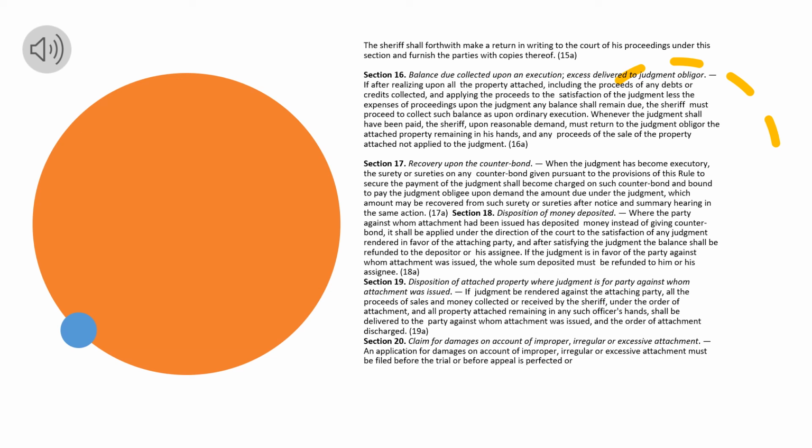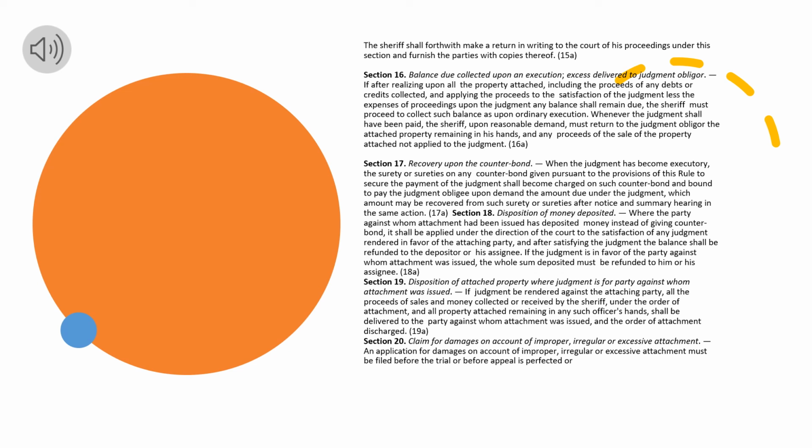Section 18. Disposition of money deposited. Where the party against whom attachment had been issued has deposited money instead of giving counterbond, it shall be applied under the direction of the court to the satisfaction of any judgment rendered in favor of the attaching party, and after satisfying the judgment the balance shall be refunded to the depositor or his assignee. If the judgment is in favor of the party against whom attachment was issued, the whole sum deposited must be refunded to him or his assignee.